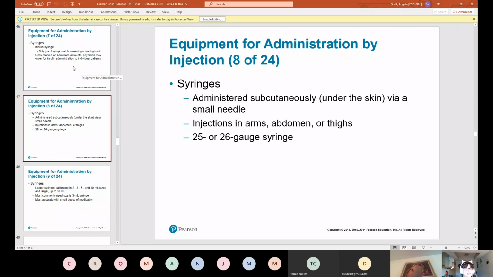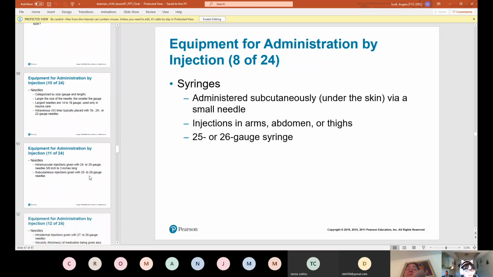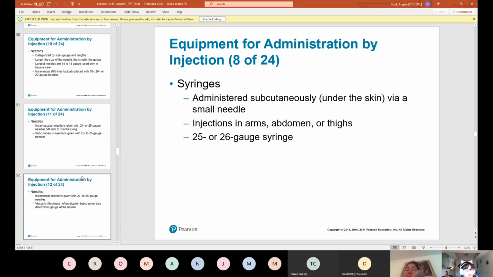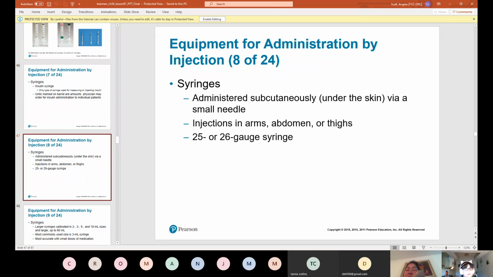Okay, so it didn't give us a picture of an insulin syringe. I'm actually going to pull that up. Please let me know if y'all can see. Can y'all see my screen? Yes. Thank you.